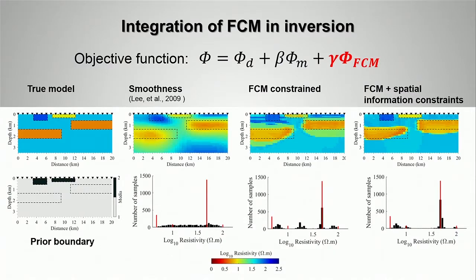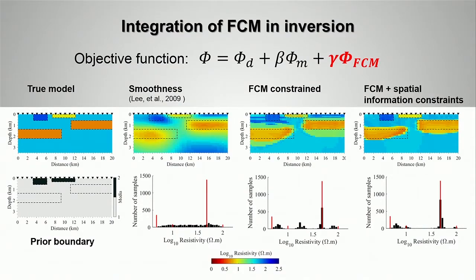And the distribution of the resistivity ranges from the smallest to the highest of the real resistivity of the model. Moving on to the inversion with FCM constraint, we can divide the model into some clusters. Even here the result still has some artifact, but in the basement this artifact is removed, and the distribution of resistivity is closer to the true model compared to the smoothness constraint only.